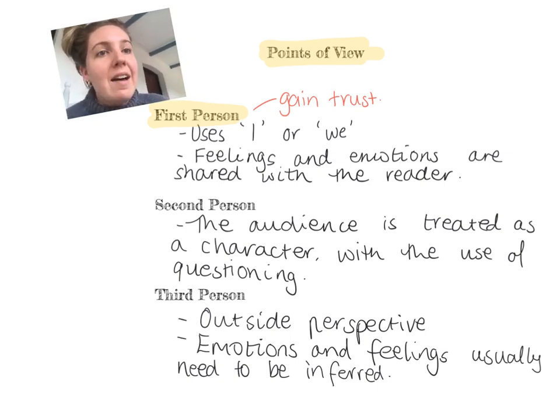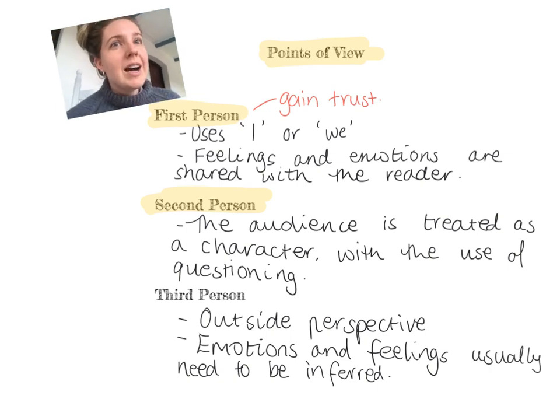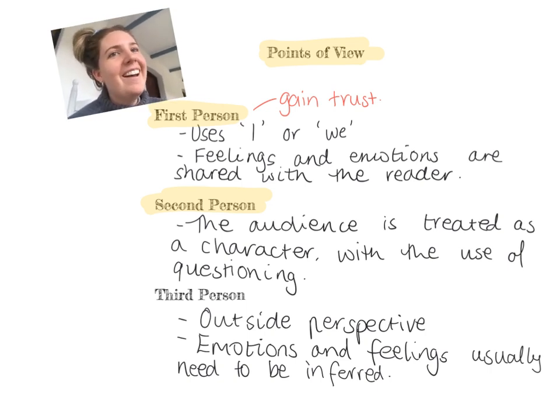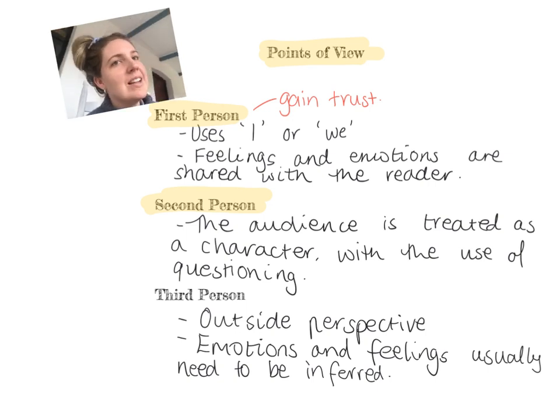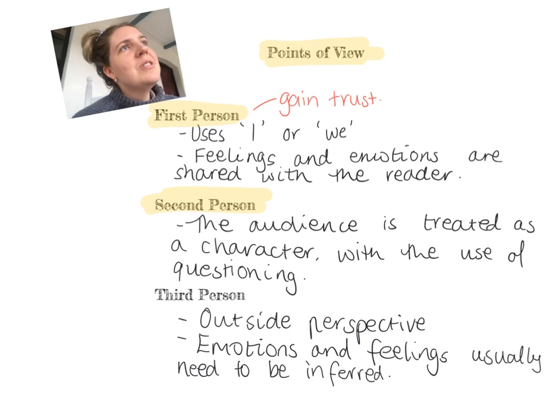Something that we haven't really come across that much at all because it's quite rare, is second person. Now, second person is really tricky and in fact, I think it's quite tricky to write as well. Second person is when the audience is treated like a character. So basically, it's when the book talks to you. So they might have some questioning like, how would you feel if this happened to you? Or what would you do next?